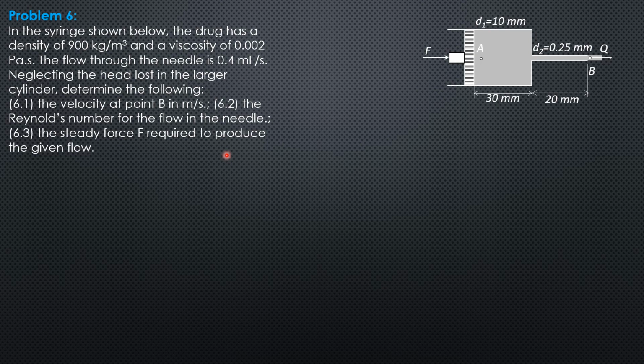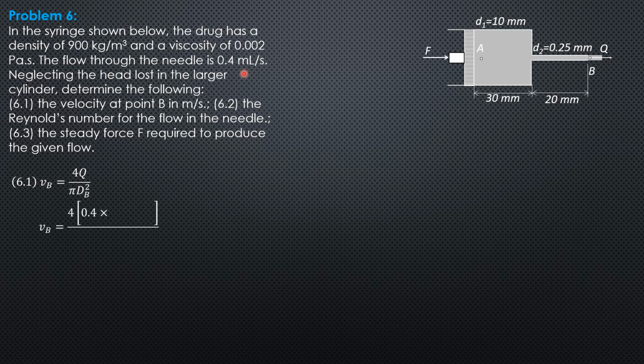The velocity at point B in meters per second, the Reynolds number for the flow in the needle, and the steady force F required to produce the given flow. So for the first question, velocity at B is 4Q over pi diameter at B squared. The discharge is 0.4 milliliter per second in cubic meter. That's 0.4 divided by 1000 squared, or 0.4 times 10 to the negative 6 cubic meter per second.